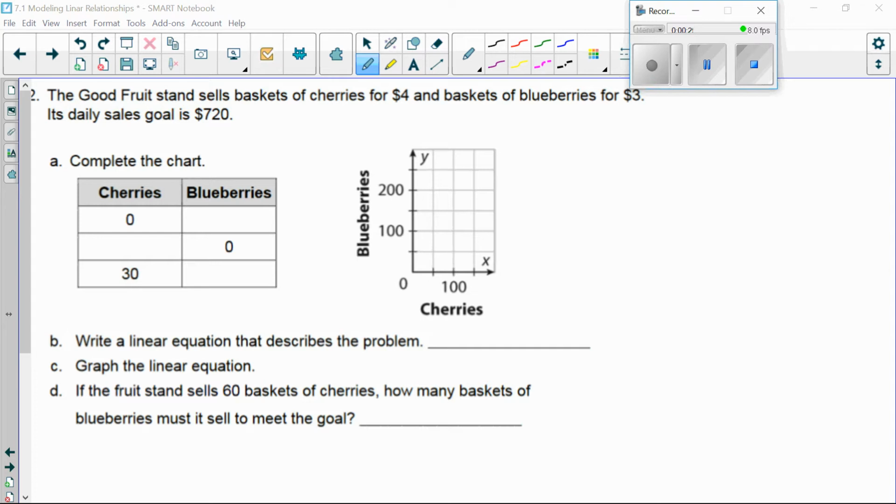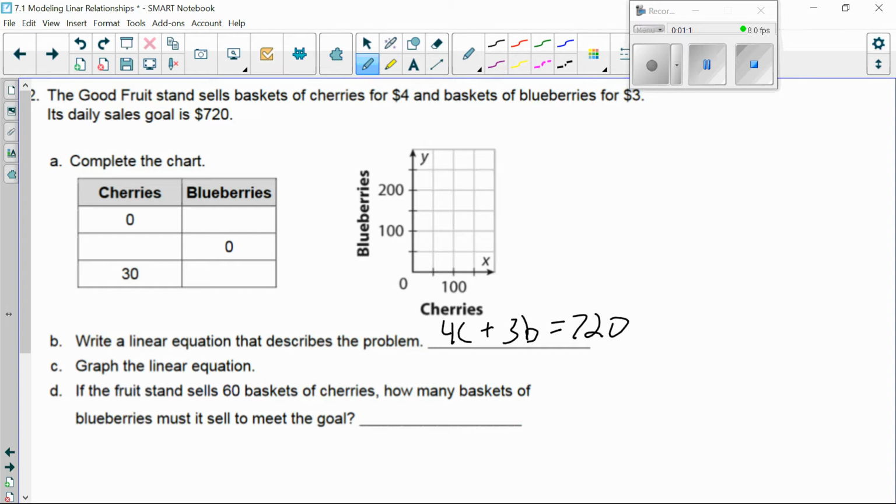The Good Fruit stand sells baskets of cherries for $4 and baskets of blueberries for $3. Its daily goal is to sell 720. The first thing you want to do is write the equation, and they give you a table so you can have your X and your Y. I'm going to write this function like this: $4 for cherries plus $3 for blueberries is equal to 720. That's my function, my standard form linear equation.